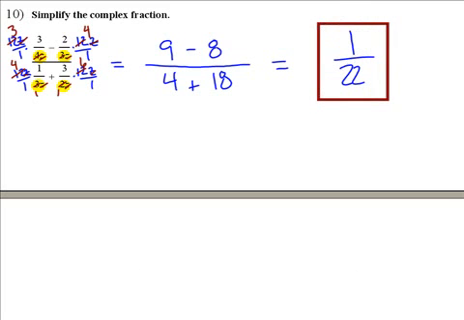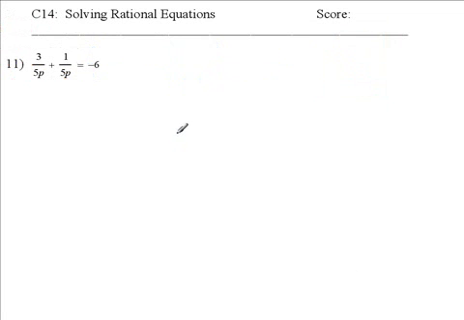Questions or discussion here? This one I looked at and said, thank you very much. Why? Because they gave me common denominators. They just said, here's a common denominator. And I said, thank you very much.